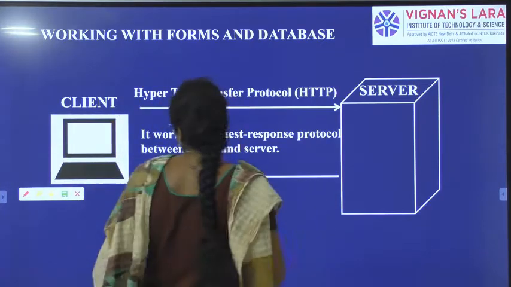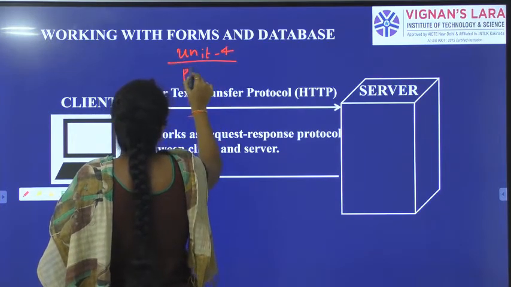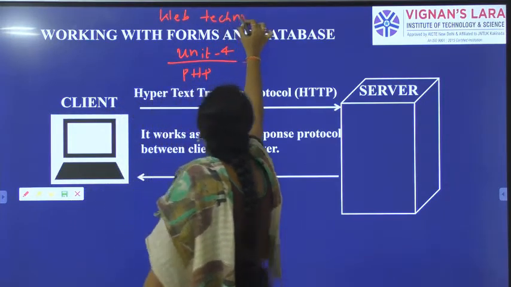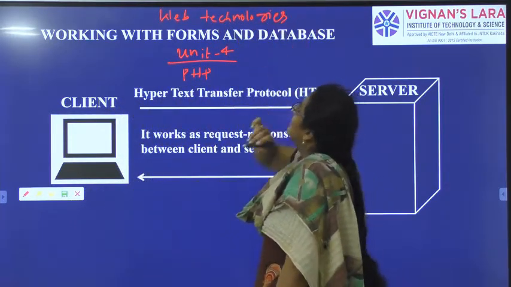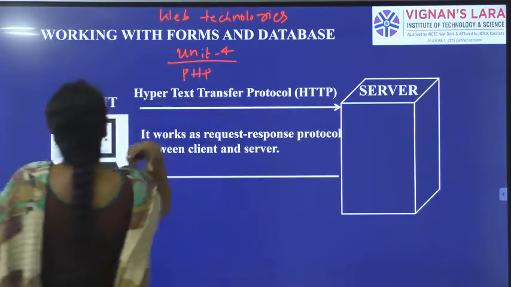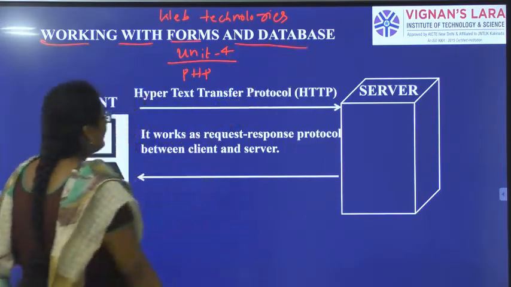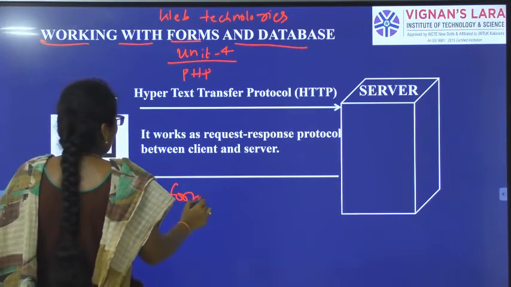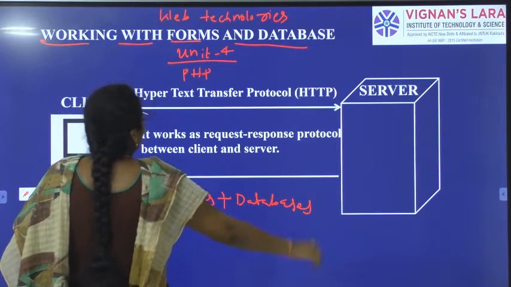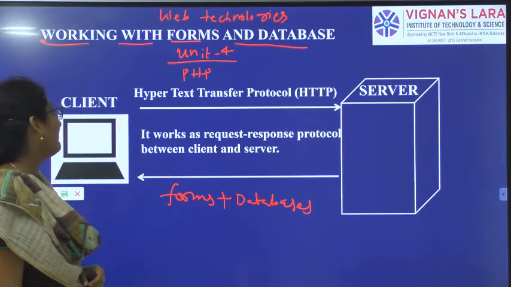So we are discussing Unit 4, which is nothing but PHP in Web Technologies. We are discussing the last topic of Unit 4 in Web Technologies. So what is that? Working with forms and databases. We need to work with the forms in addition with databases. So working with forms and databases is the last topic of Unit 4, PHP in Web Technologies.